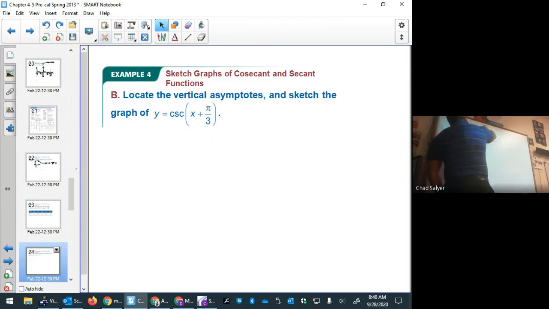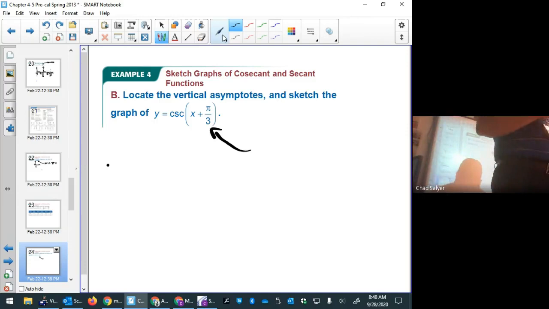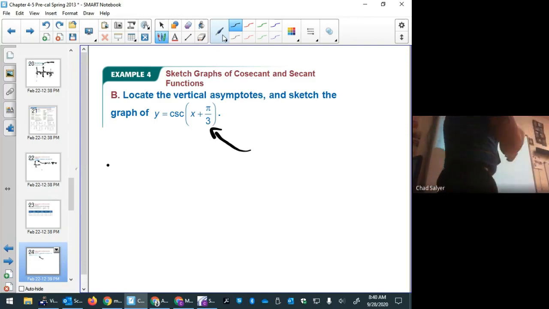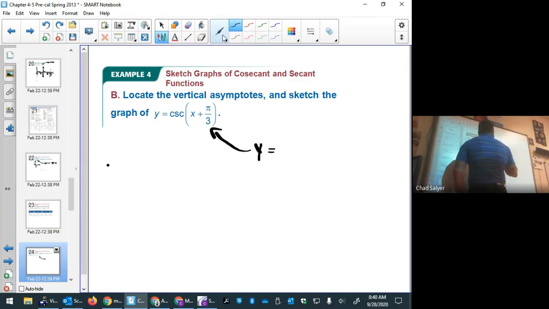So now let's do cosecant of x plus pi over 3. Now these funky phase shifts, these are the ones you got to be really wary of because they are the least intuitive transformation, at least from my point of view. The ones that you won't be able to visualize very well. So I'm going to rewrite this in a way that allows me to put it in the calculator, which is 1 divided by the sine of that same argument.